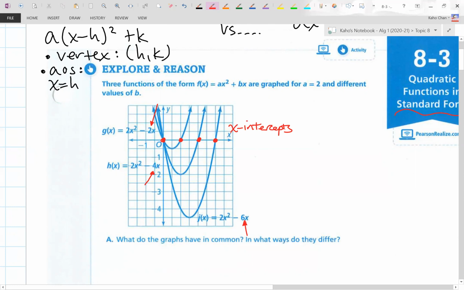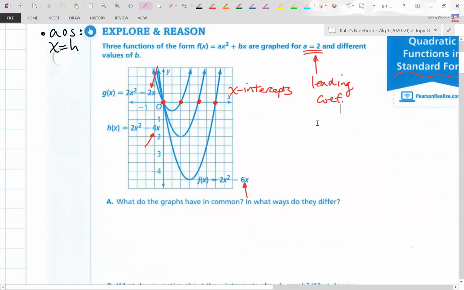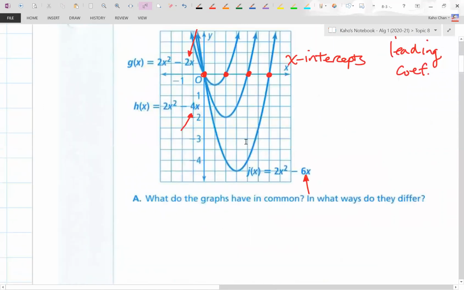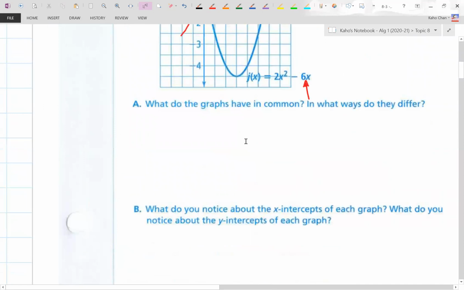So note that they did mention that the leading coefficient is 2. So the point is this: the numbers do affect how the graph crosses the x-axis. Let's go ahead and answer some questions here. What do the graphs have in common? In what ways do they differ?